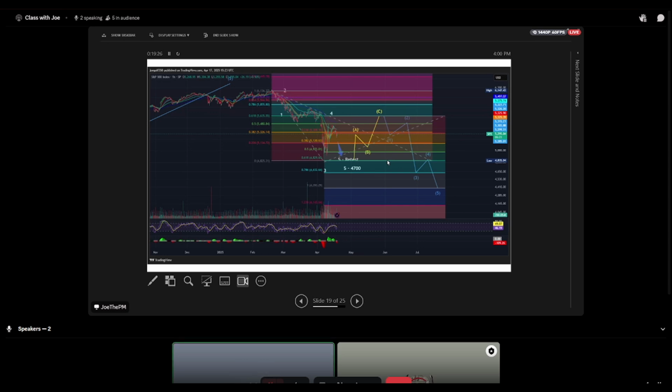Hopefully, again, we can get this all resolved here. It sucks to dump the markets for tariffs, but we'll see what happens. That's a whole other discussion.